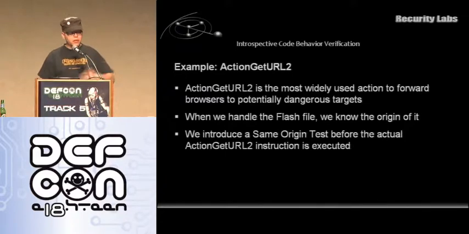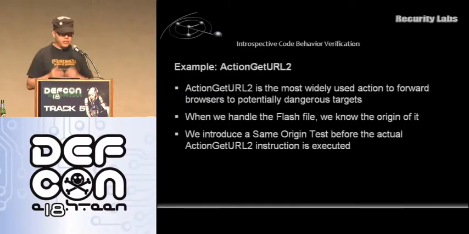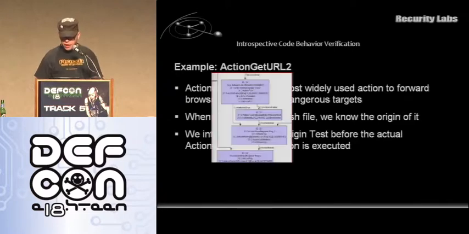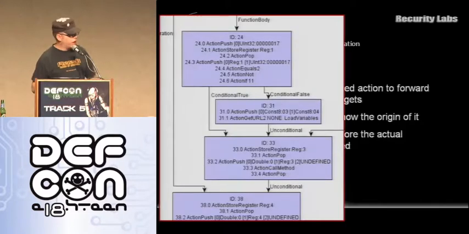So when we handle the Flash file, for example, we know its origin. We know where it came from. No script passes this on to us. So we can actually patch more strict same origin policy checks into the Flash code itself than the player would actually do. And this is how it looks like in a code flow graph.